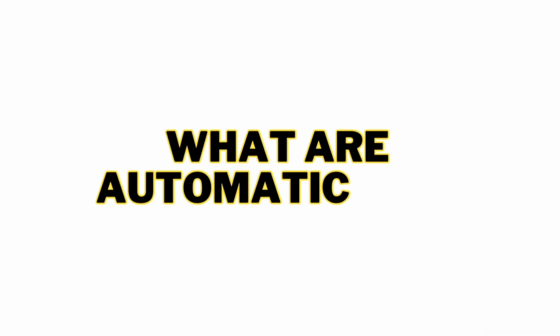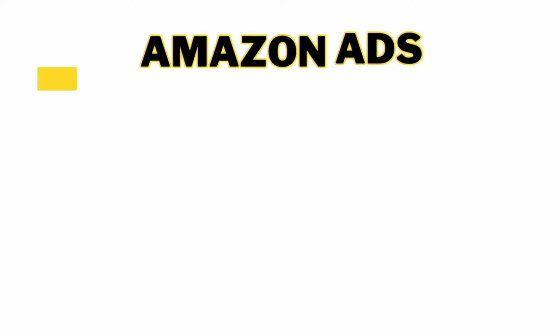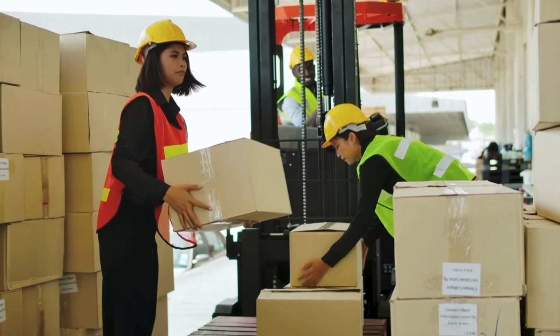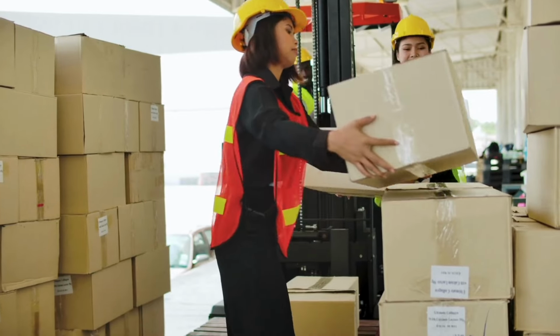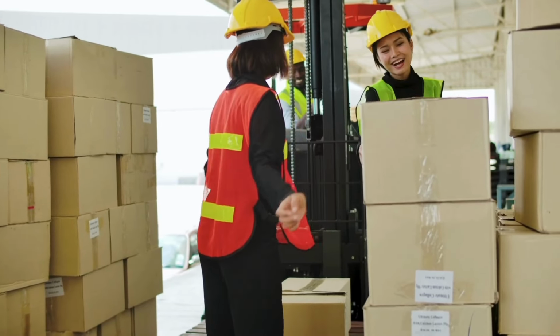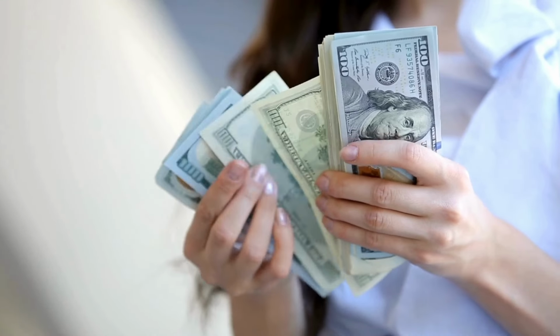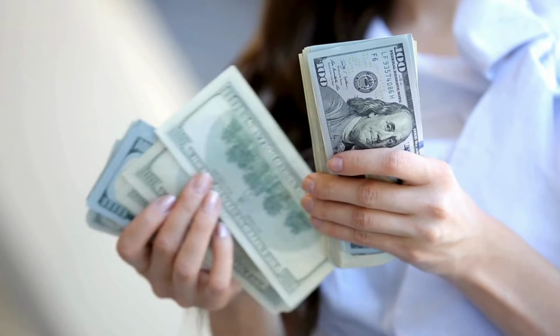So for those who don't know what automatic ads are, they just allow Amazon to place your book in front of interested customers by using Amazon's own algorithm to show your ads in search results and on product pages. This can make running ads much easier as Amazon chooses where and when your ads appear. Now, I'm a big believer in Amazon always knowing the best keywords and products to run your book against. They are in the business of making money, and if your book is performing, they will show it to more customers.